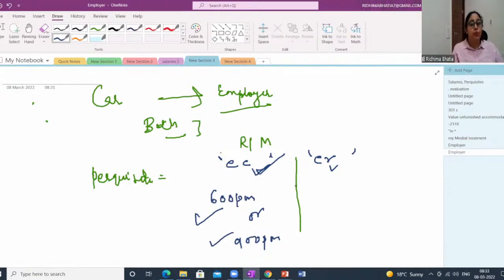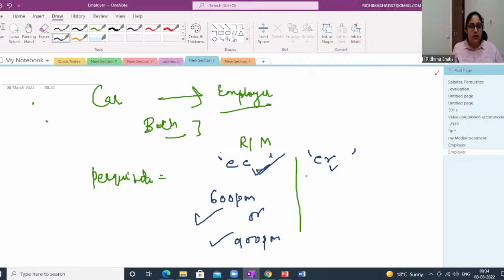And if employer is bearing both running and maintenance, he is providing you the car, but it is used both for official and for personal purpose. Official purpose ke liye whatever is being used is not perquisite, but personal purpose ke liye what is used is perquisite, right? So personal purpose ke liye there is the car also of employer, kharcha bhi employer is doing.